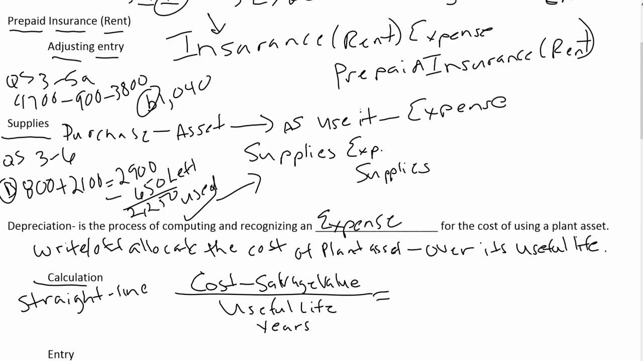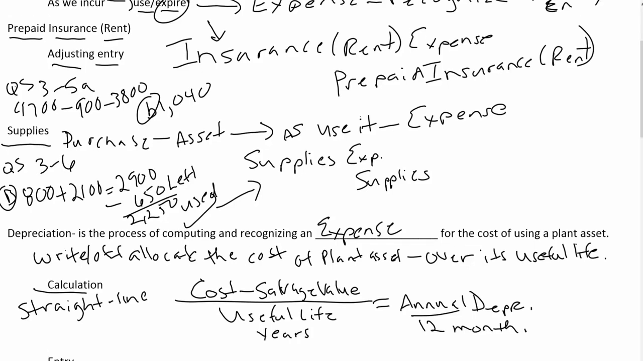So once we do that calculation, this gives us what we call our annual amount of depreciation. And when I say annual, I mean for a 12-month period. So how much we want to record for our annual depreciation of 12 months.